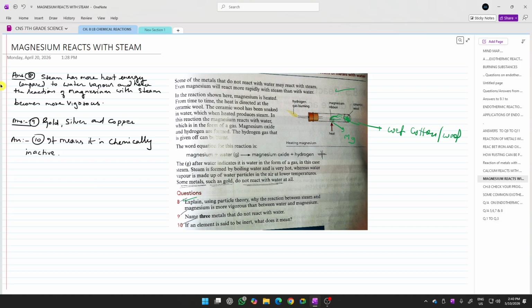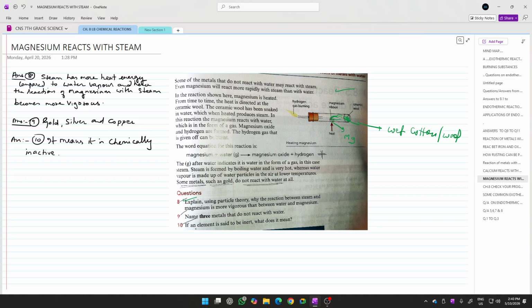So what is the reason? The answer is steam has more heat energy compared to the water, and hence the magnesium reacts with the steam, and it gives you the products. Steam obviously has more heat energy compared to ordinary cold water, and therefore the steam will react with magnesium readily and vigorously. So this is the answer for question number 8.